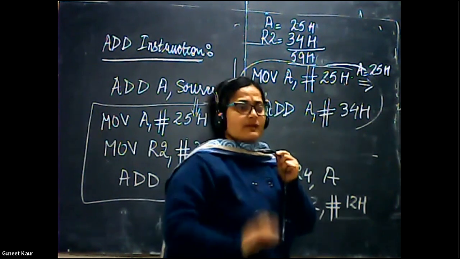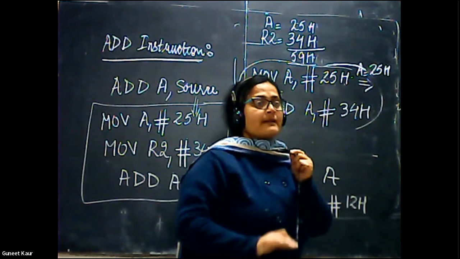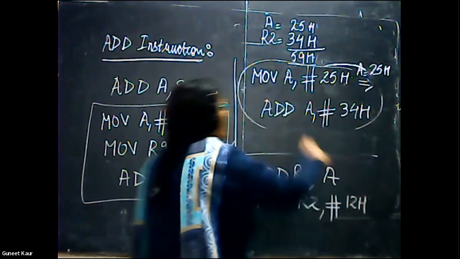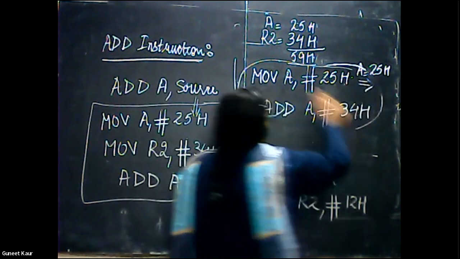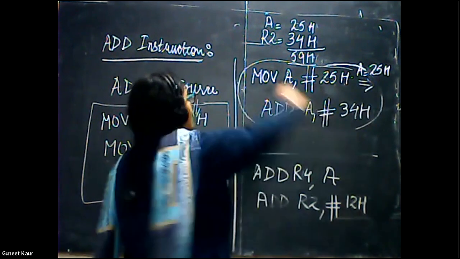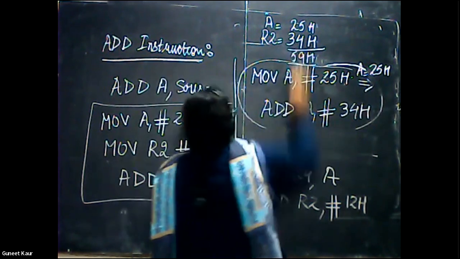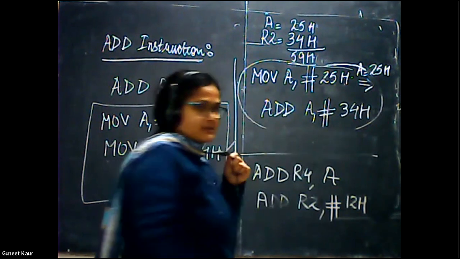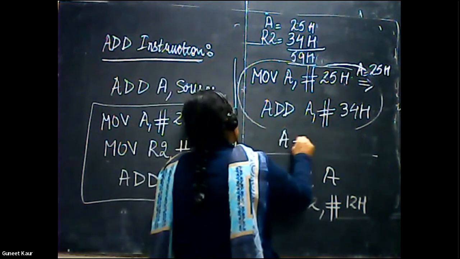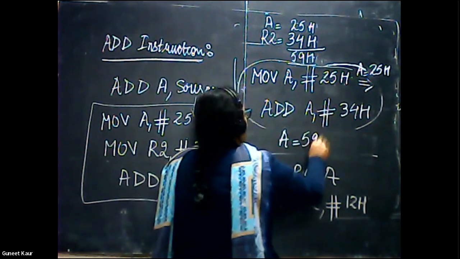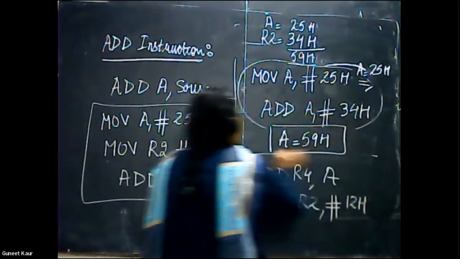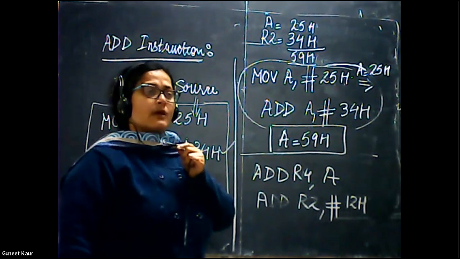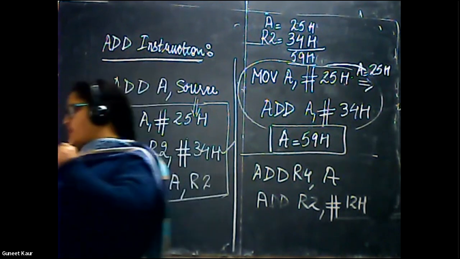Source data can be directly given by using the pound sign. So in this command, 25h plus 34h gives 59h. After the execution of the instruction, the accumulator will be updated to this value: A equals 59h. So this is the operation which is to be performed.